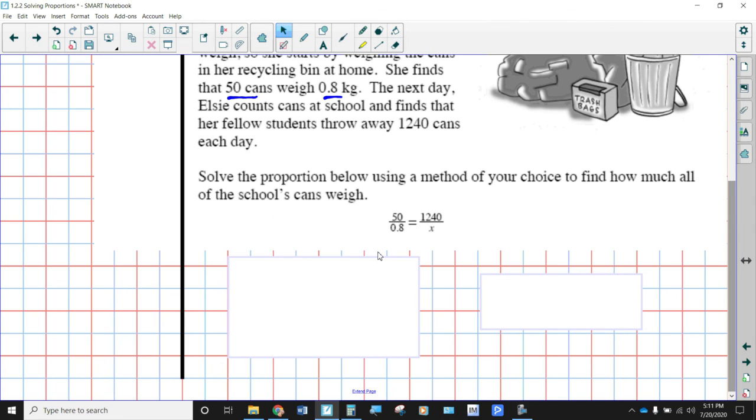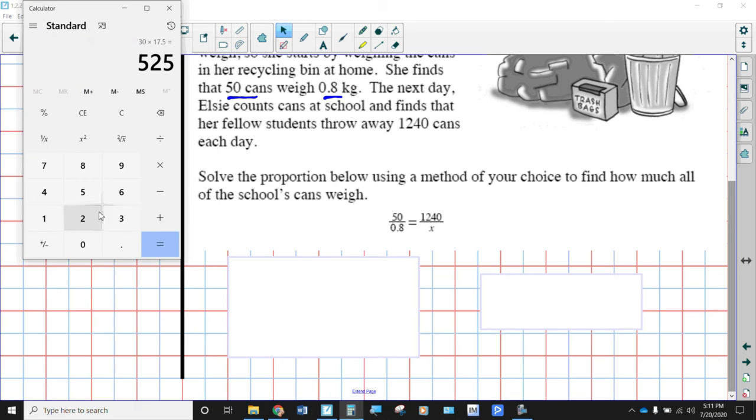Okay, so what method did you use? Does 50 go nicely into 1,240? If it did, you could use your giant one. And if you chose to use a giant one, 1,240 divided by 50, you get 24.8. So if you multiply 24.8 times 0.8, you would find your answer using the giant one. In this case, using division doesn't really work very nicely because that's a little bit complicated.